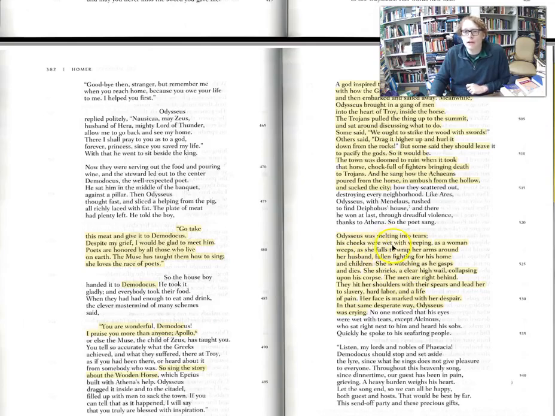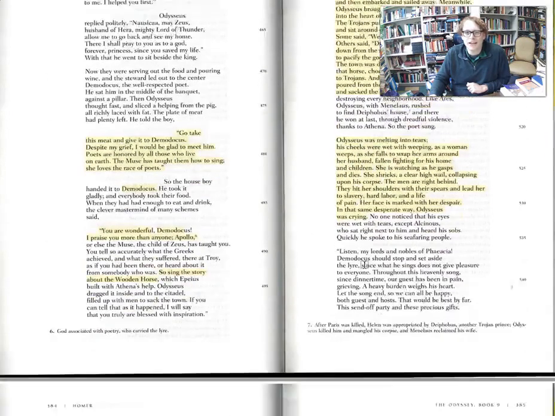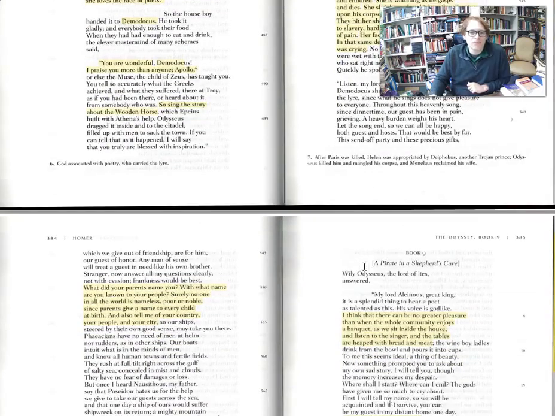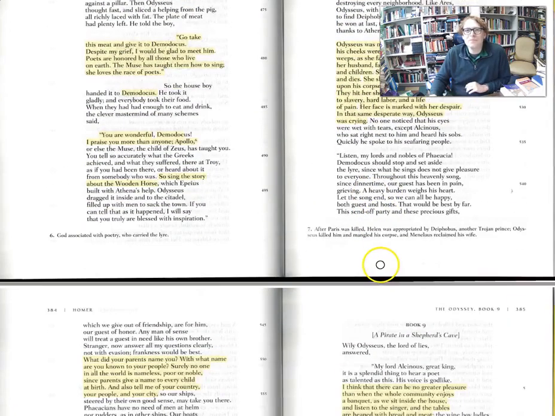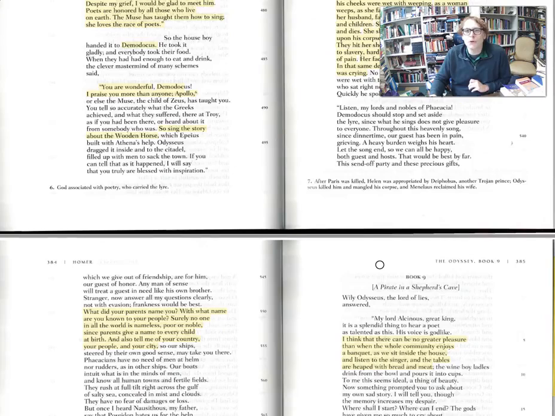And here Odysseus melts into tears. And it's just interesting that the Homeric simile says, as a woman weeps, as she falls to wrap her arms around her husband. It just feels like a reference to Andromache and losing Hector to me, or Hecuba losing Hector. All right. Anyway, at this point, Alcinous realizes that his guest is crying again because of Demodocus' songs about the Trojan War, and he stops.